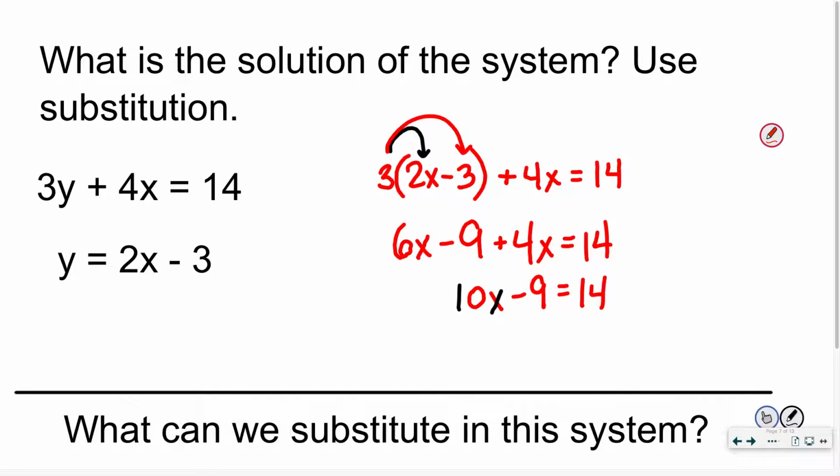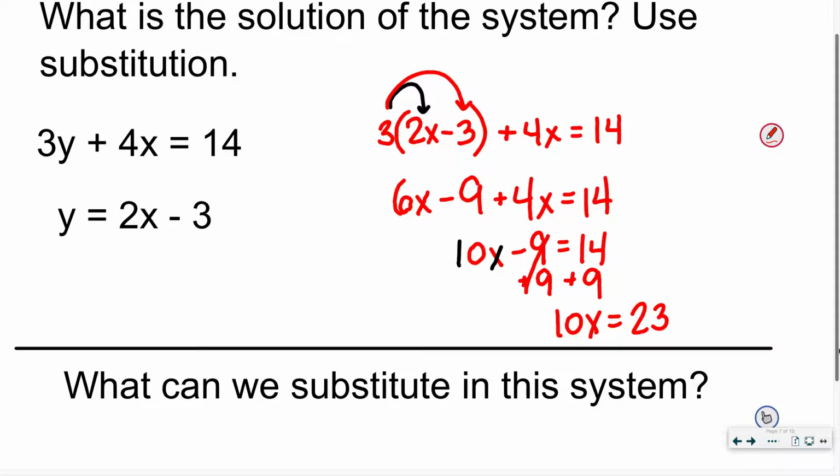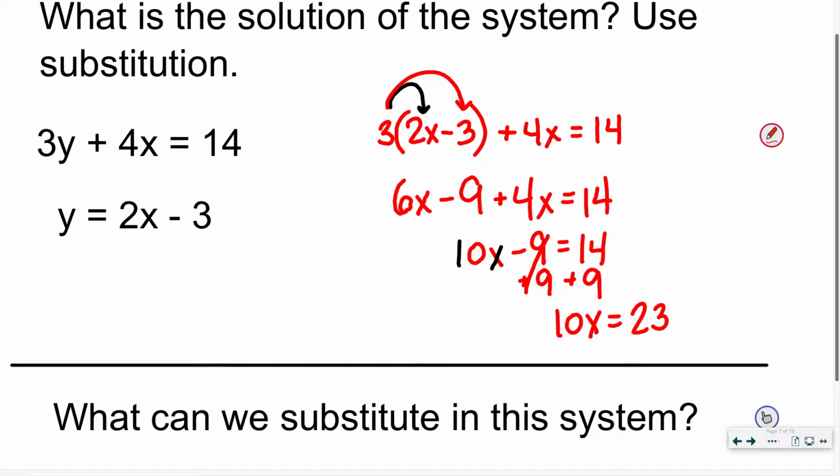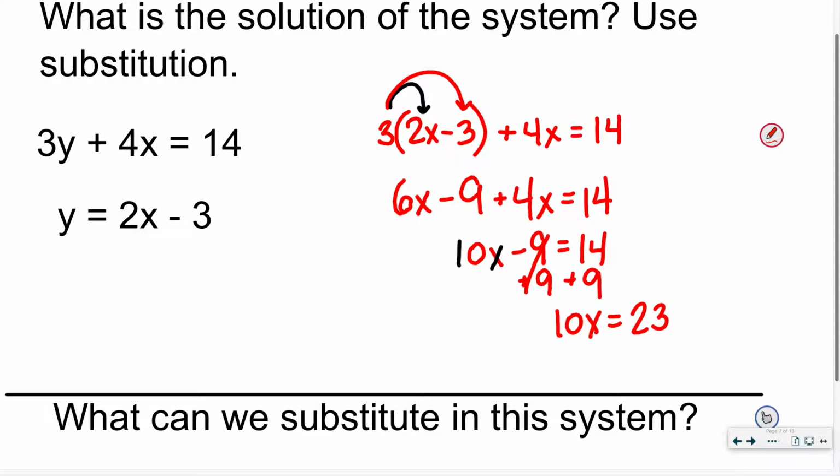Now you're gonna add 9. So 10x equals 23. Really? Oh yeah, sorry. Okay. So what's x? Uh-oh. X is 2.3. Is it possible?